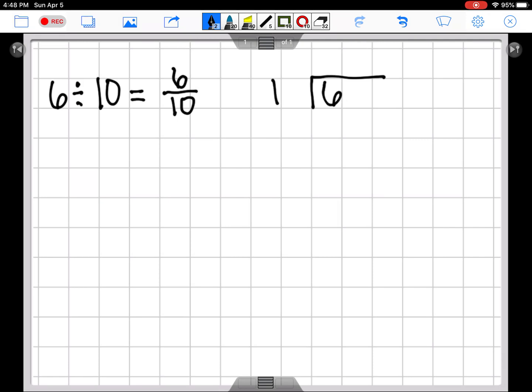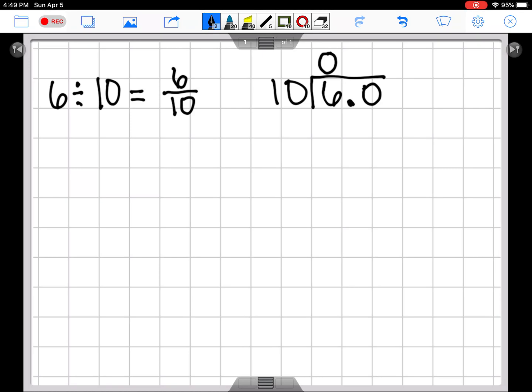6 divided by 10. Right away we notice a problem. When we look at this, we cannot fit 10 into 6 any times. 0 times. It is not going to work. What we need to do is create an equivalent decimal. Let's give this 6 more digits so that we have more space to work with.